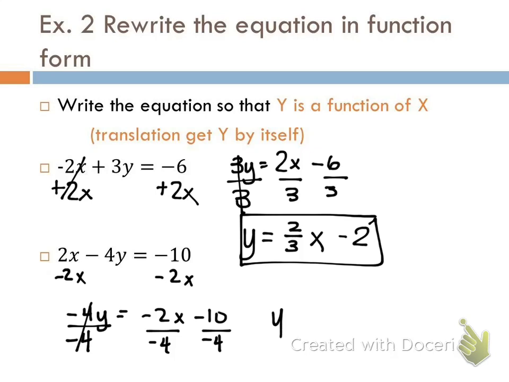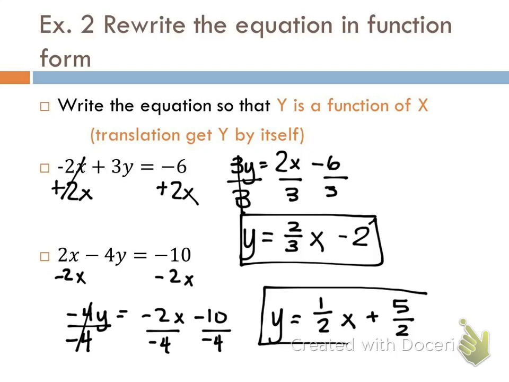So now I have y is equal to, do I need to reduce this fraction? Yes. The answer is yes. If it is a fraction that can be reduced, you need to reduce it. So what is -2 over -4 going to be reduced to? Positive 1/2 x. Then what is -10 over -4 going to be reduced to? Positive 5/2. Or you can write 2.5. The reason why we know it's positive is because a negative divided by a negative is always a positive. So here's my answers.